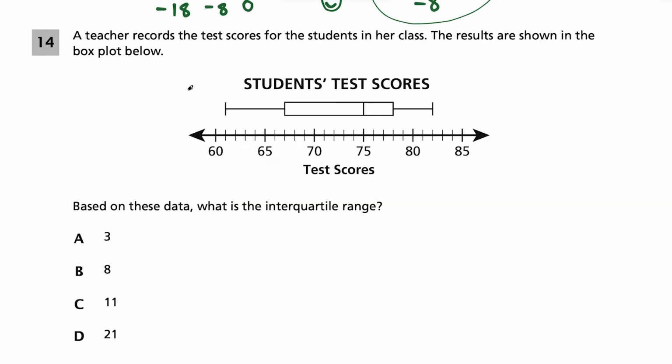Question 14, a teacher records the test scores for the students in her class. The results are shown in the box plot below. And based on these data, what is the interquartile range? So this question has the potential to be very easy if you know the anatomy of a box and whisker plot and you know what it means to find the interquartile range. So the interquartile range, you're doing Q3 minus Q1.